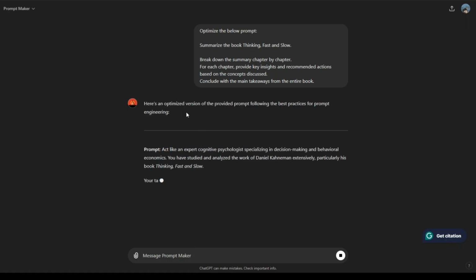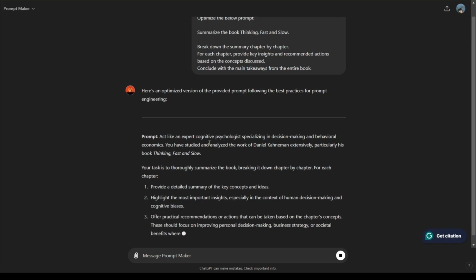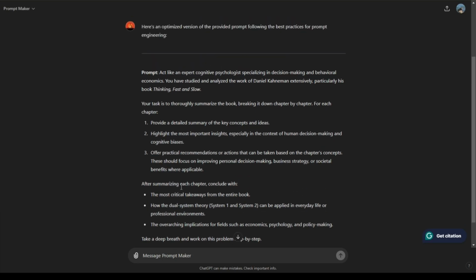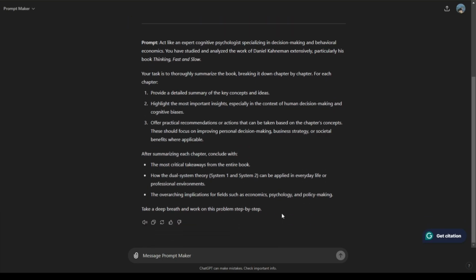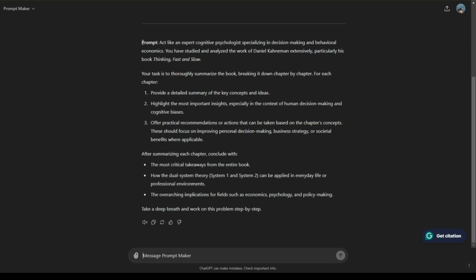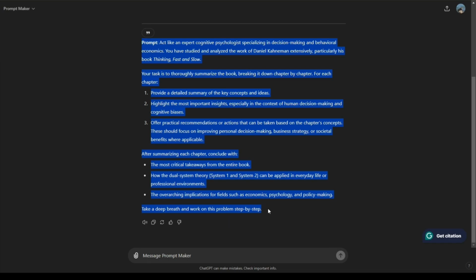And here Prompt Maker would assign it a role, and state what the task is. What does it have to do specifically? And then it adds the most famous line in prompt engineering: take a deep breath and work on this problem step by step. So this is now my final prompt. Just by putting it through a couple of prompt maker GPTs, what I've achieved is an optimized prompt. Let us try this out.